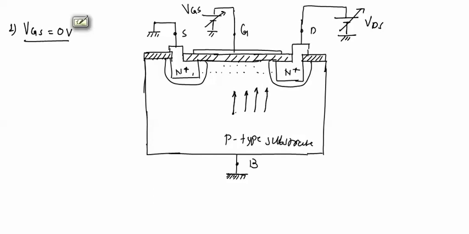As no electrons are attracted in the channel region, we will say there will be no channel in this particular region. If there is no channel, drain current ID will be equal to 0. And if drain current ID equal to 0, we'll say this MOSFET is in cutoff. This cutoff mode we didn't say in depletion MOSFET and in JFET.